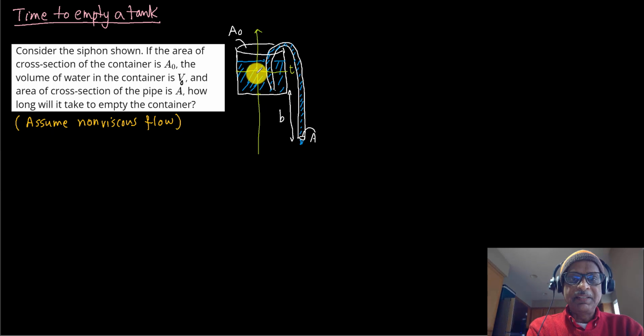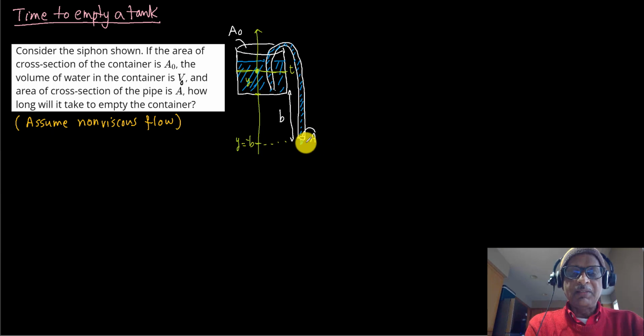So we will need this height here for this point of the fluid. So this is maybe y, this height, and over here when it's coming out, that's y equals minus b. Let's call this point p, and this point q. So y of q is this, and y of p will be just y, which will be a function of time.